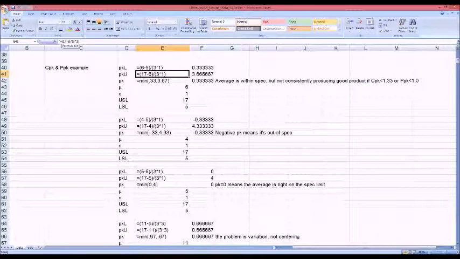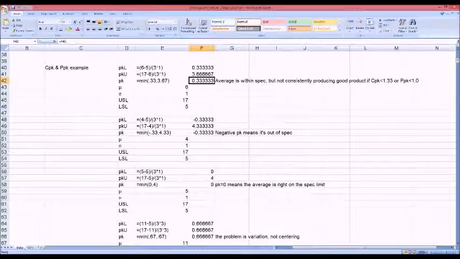PPK upper is basically your upper spec limit minus your mean. So 17 minus 6 divided by 3 times 1. And that comes out to your 3.67. Okay? And the PPK is the minimum of that. So 0.3333 is not a good CPK or PPK. But what it does tell you, because it's positive, is the average is within the spec, but you're still not consistently producing good product, okay?